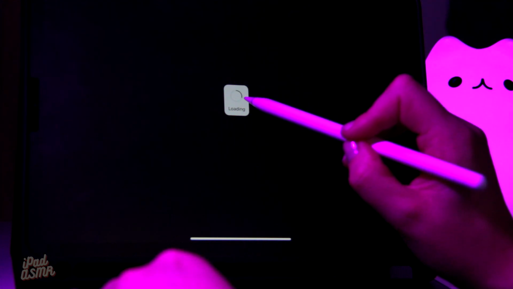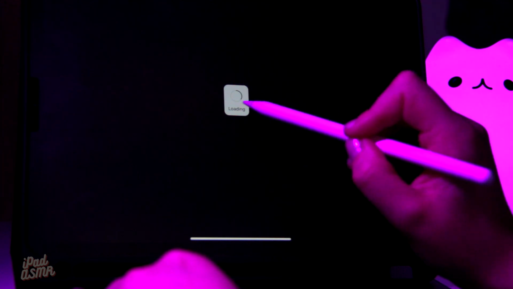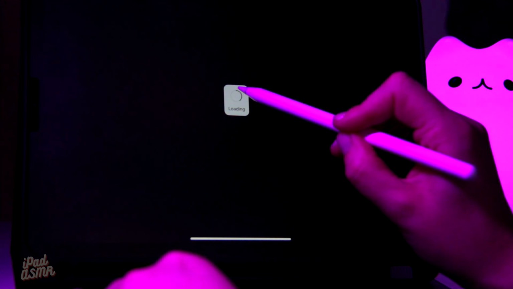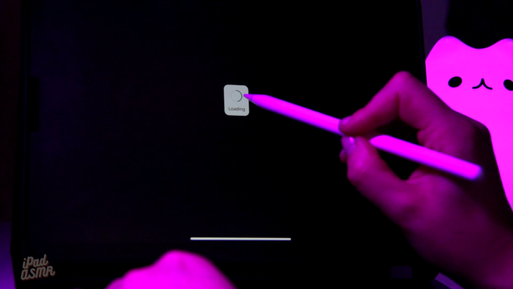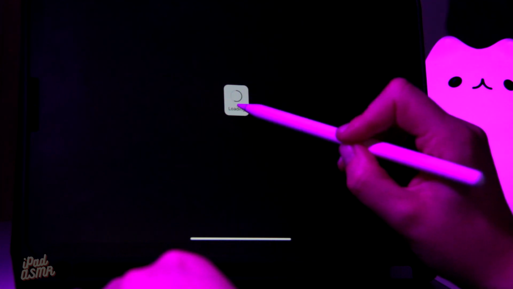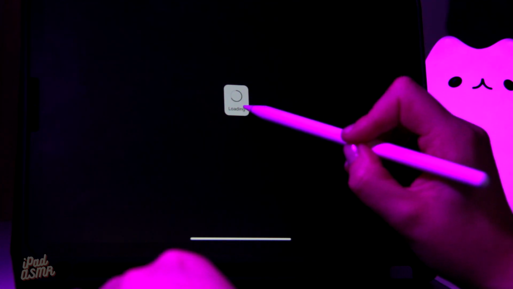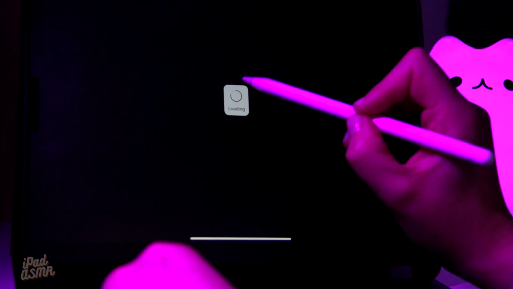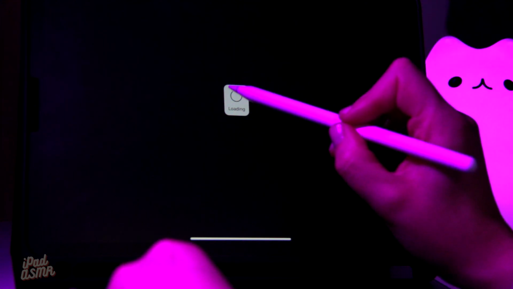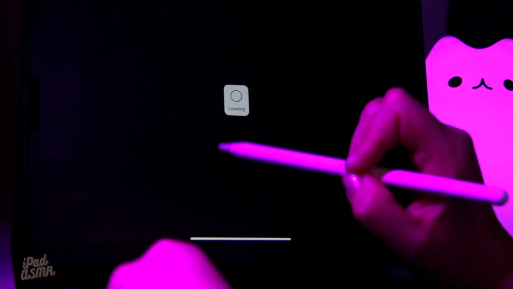Loading, loading, loading, loading. L-O-A-D-I-N-G. That's how you spell loading. Right.